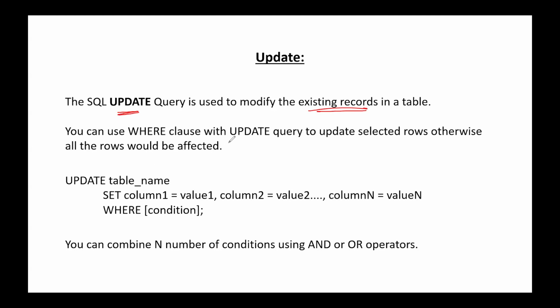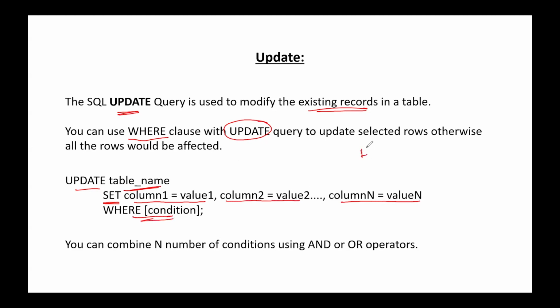So you can use where clause with the update. So we always combine where clause with the update. So how to do that? I will say update table name. Then I will use the keyword set. Then whatever value I want to change to, I will mention those values and the column name. Then I will put a where condition.